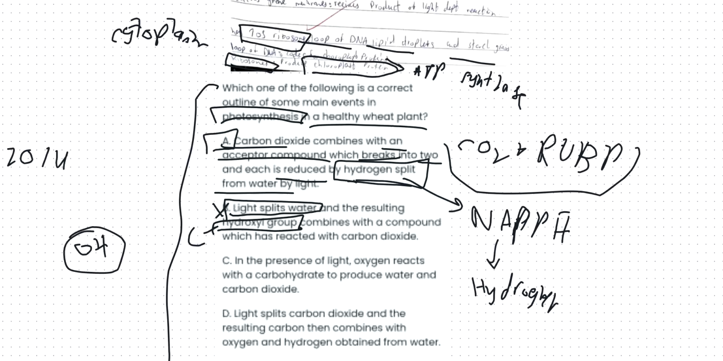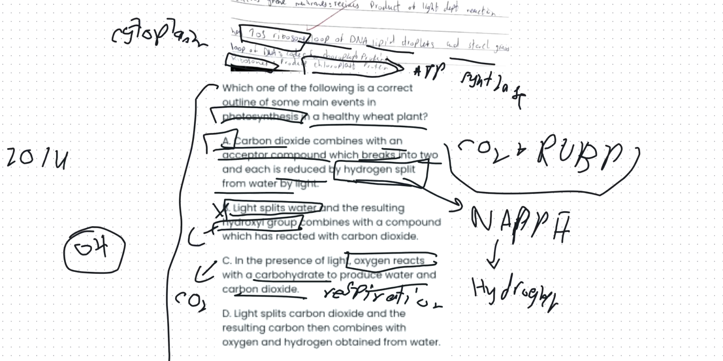C says that in the presence of light, oxygen reacts with a carbohydrate to produce water and carbon dioxide. Remember that the reactants in photosynthesis are carbon dioxide and water, not oxygen. All of this happens in respiration. If this was opposite, if they said carbon dioxide reacts with water to make carbohydrates plus oxygen, then yes, this would be right. But in this case, this is wrong, because this is basically respiration, not photosynthesis.